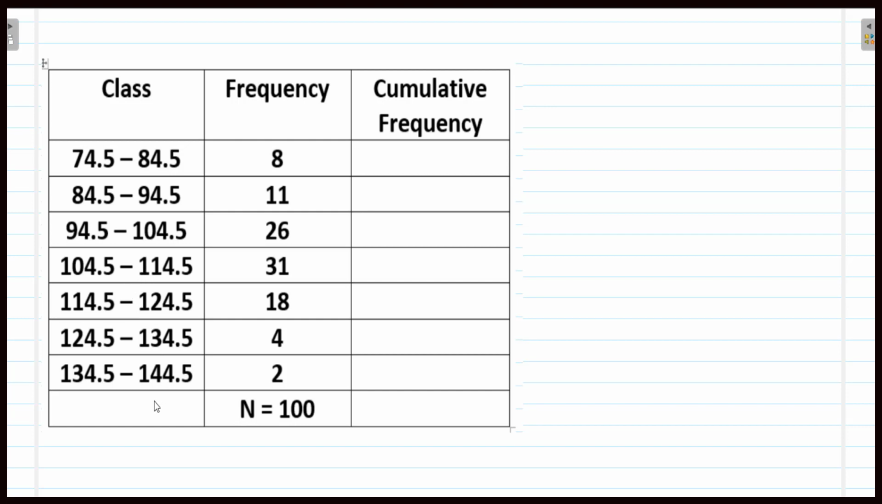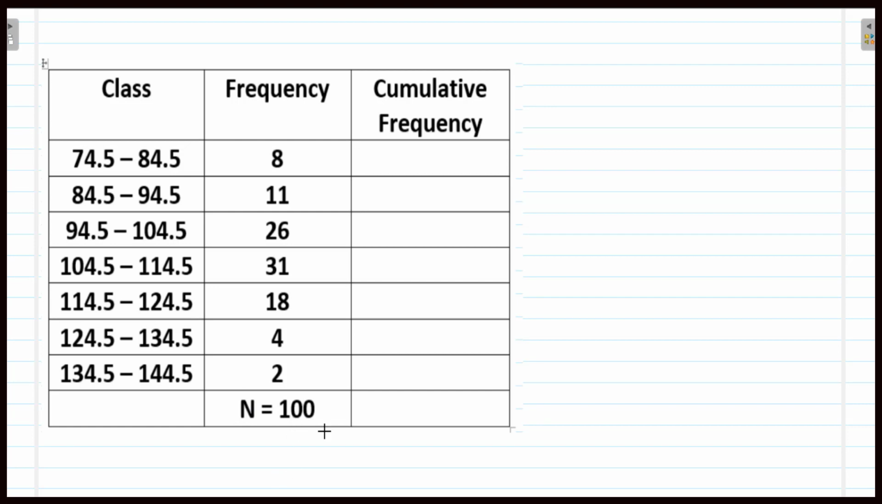Here the frequency is given to you as 8, 11, 26, 31, 18, 4 and then 2. We take the total of these frequencies and that total is 100. That is also given in the question. So n is equal to 100. The total of the frequency we denote by n, that is n is equal to 100.